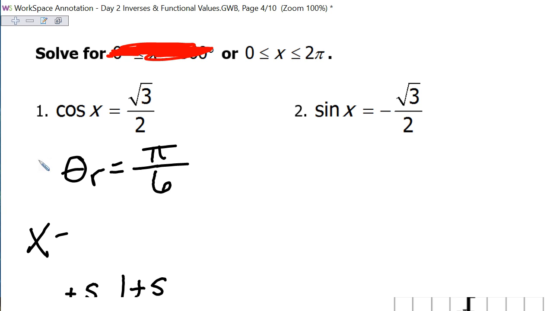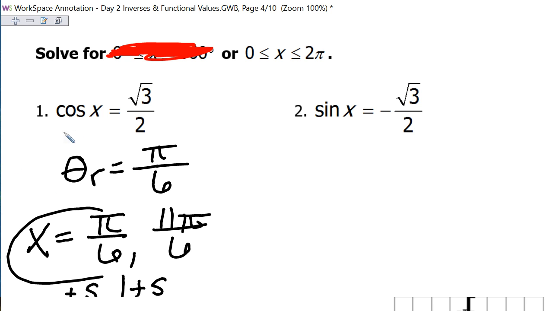So we already have our first answer. X is equal to pi over 6. So 30 degrees has a cosine of square root of 3 over 2. But that also occurs down there in quadrant 4. And what would that angle be in quadrant 4? 330 degrees, and in radians, what would that be? 11 pi over 6. So pi over 6 and 11 pi over 6.